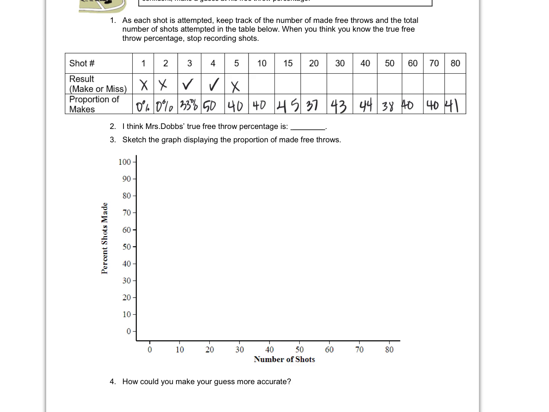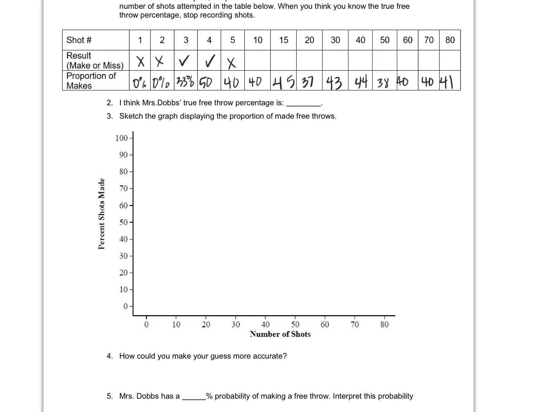as my percentages, so if I was graphing this, number of shots on the x-axis, the percentage of the shots that are made, all right? So it starts off at 0, right? By the time I get to 10, it goes up to 40%. 15, it's at 45, so it's going up a little.